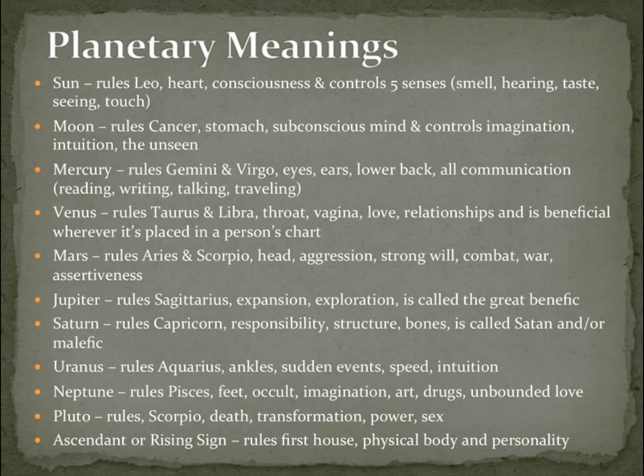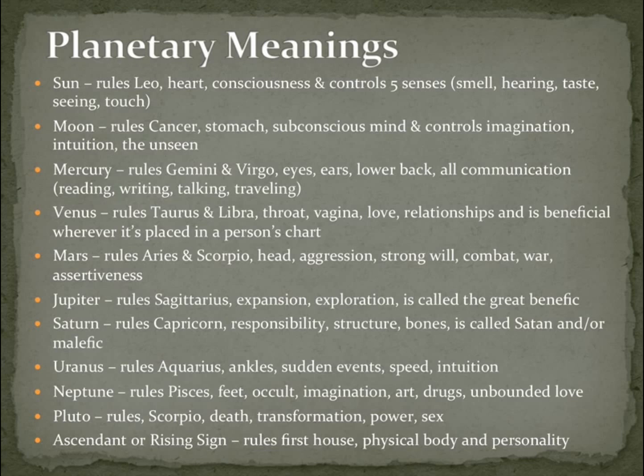Planet Saturn rules Capricorn and is dignified in that sign. It rules responsibility, structure in one's life, restrictions, and delay. Some astrologers call it the Great Malefic or Satan. The house that it occupies is where your greatest responsibilities lie and where restrictions and delays will be most evident.